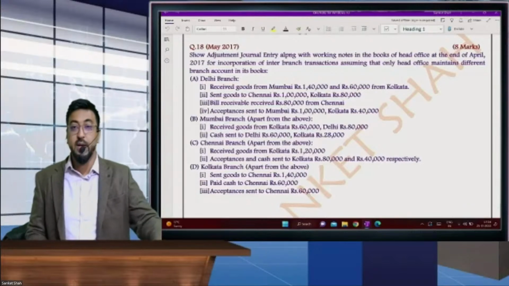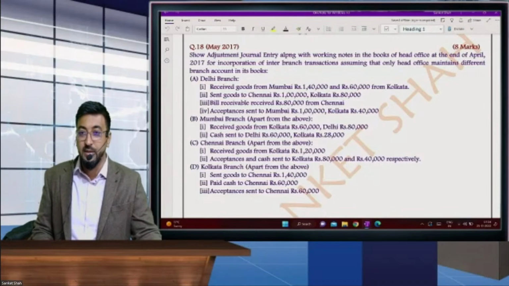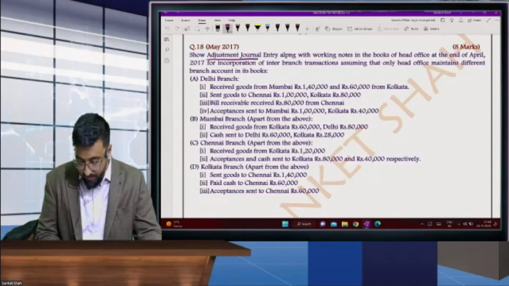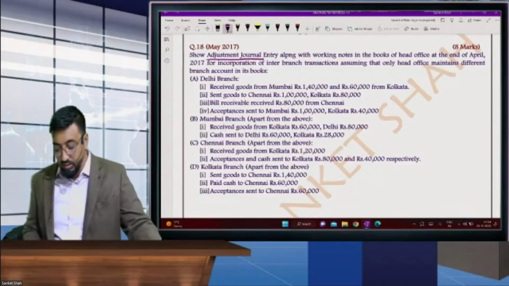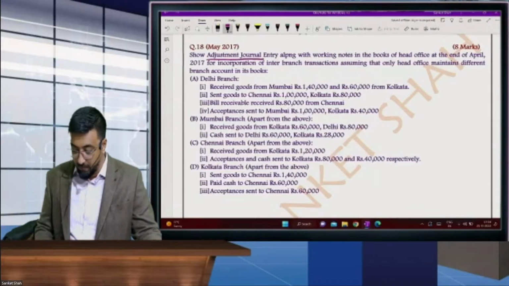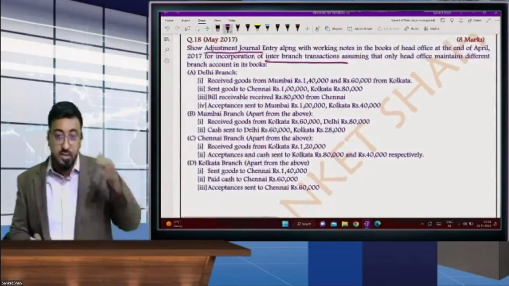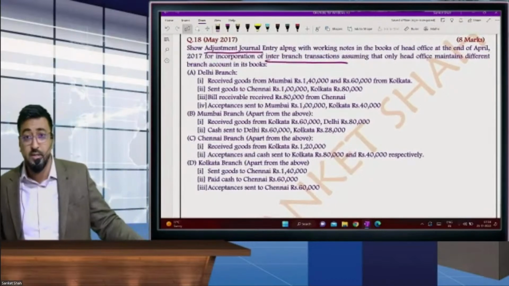So question number 18, let's understand. Show adjustment entry along with the working notes in the books of head office at the end of April 2017 for incorporation of inter-branch transactions, assuming that only head office maintains different branch accounts.